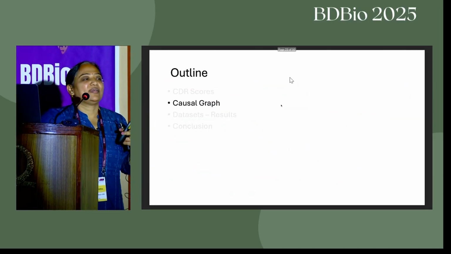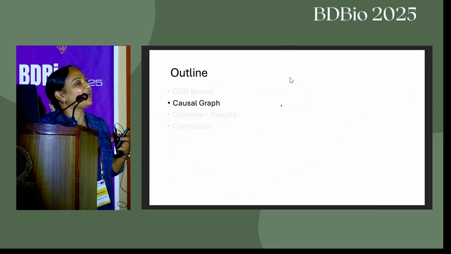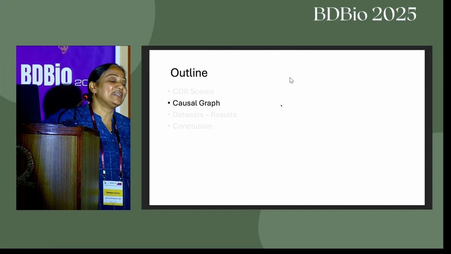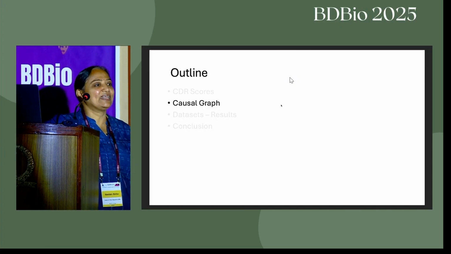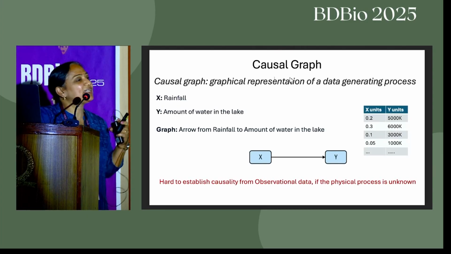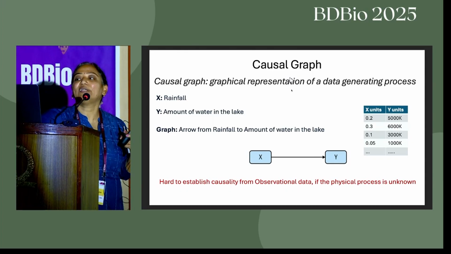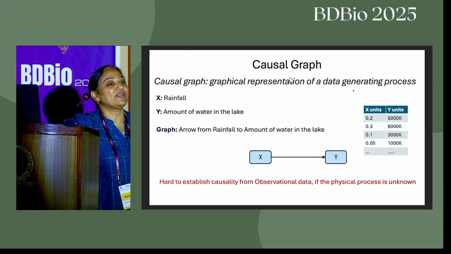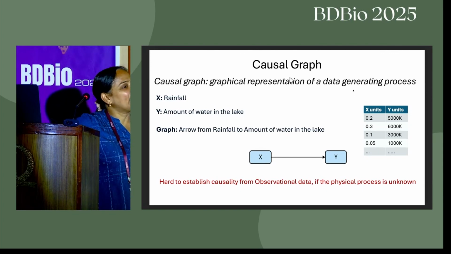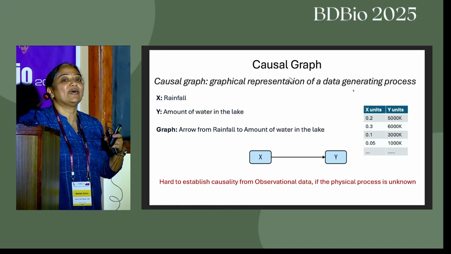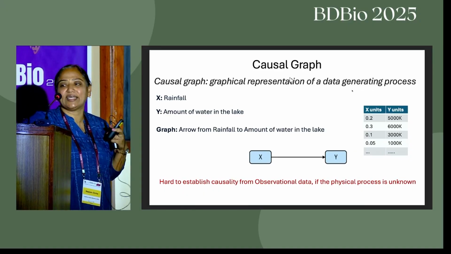So let's come to what a causal graph is. A causal graph, or directed acyclic graph, DAG. Now, what is a causal graph? It's a graphical representation of a data generating process. This is where it's very different from traditional machine learning. Traditional machine learning just looks at curve fitting. They don't bother about the process that gave rise to the data.